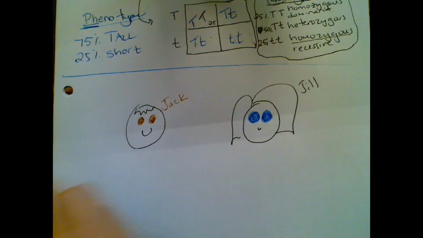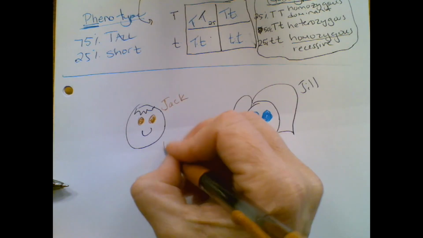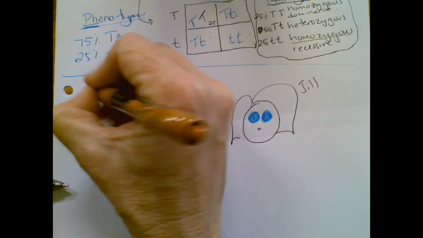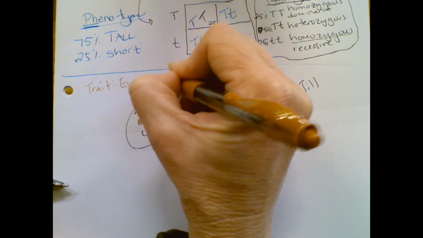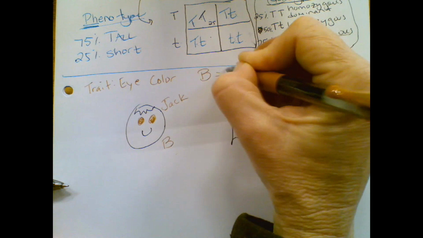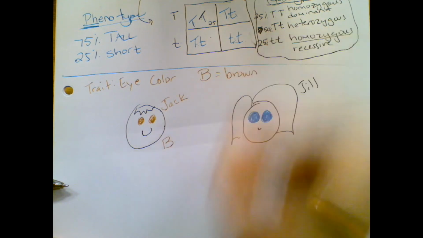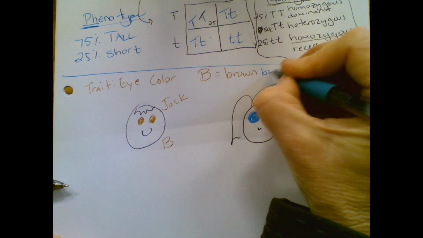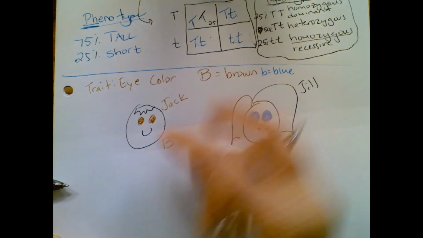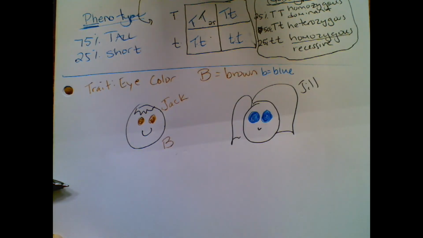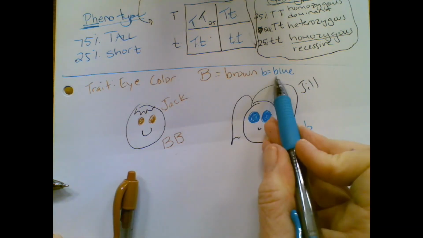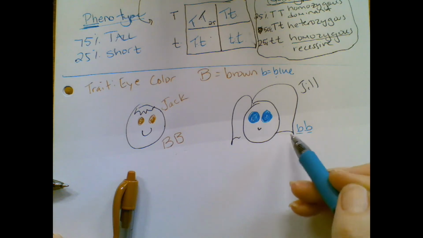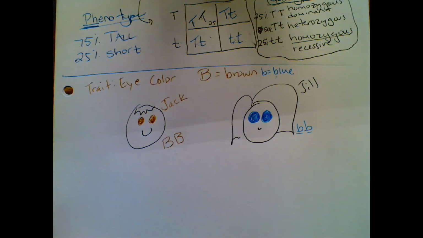Because Jack has brown eyes, he must be carrying a capital B. And again, trait is eye color. And we already know that brown happens to be dominant in humans and blue happens to be recessive. So we're going to have him be brown and brown again. And Jill, we know that she's blue and blue because that's the only way these show up. Otherwise they get hidden. So we draw them a square.